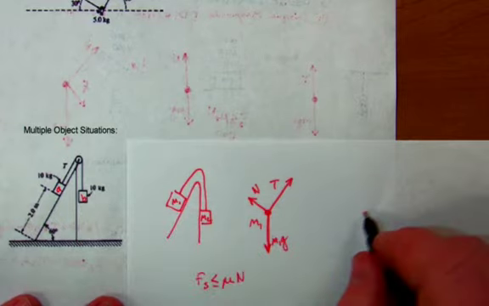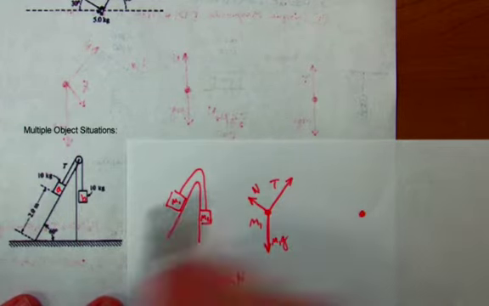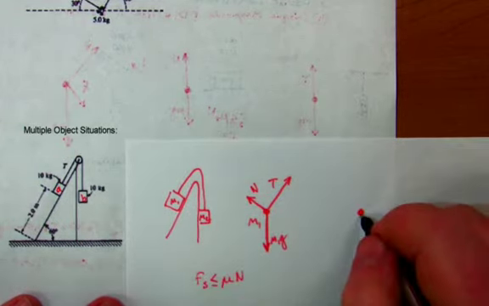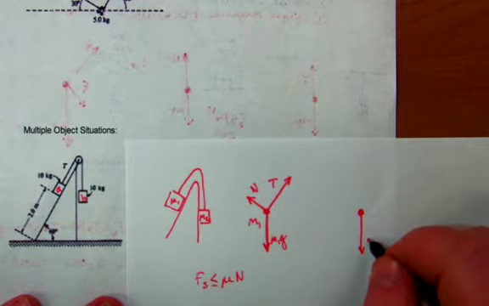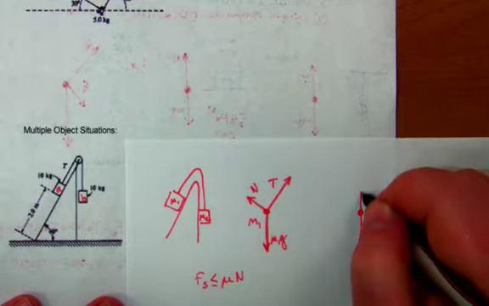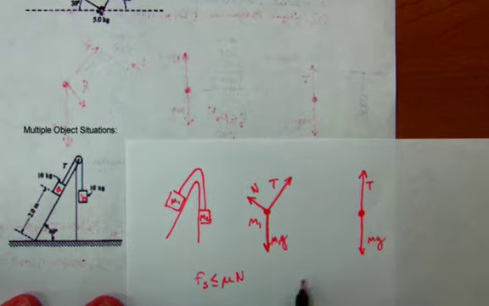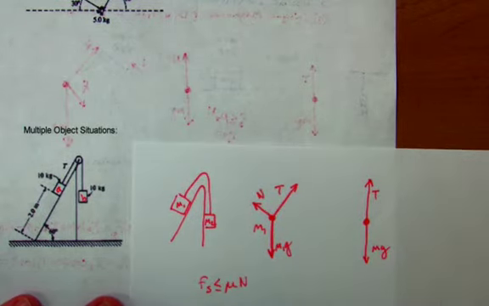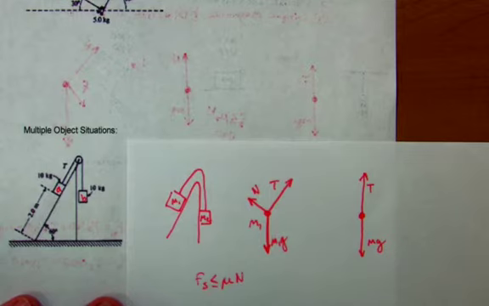Now, the hanging block, hopefully, is significantly easier. You can see it's not touching the surface. So the only objects it's interacting with are the Earth and the rope. And since acceleration is 0, I know these vectors must be the same length, and mg is equal to T.